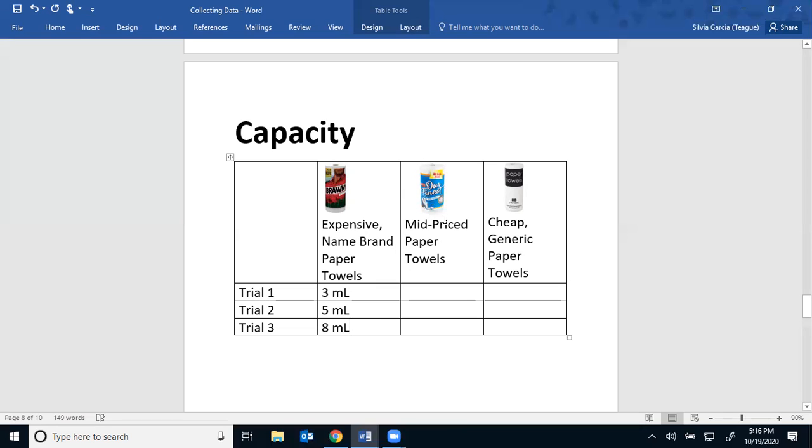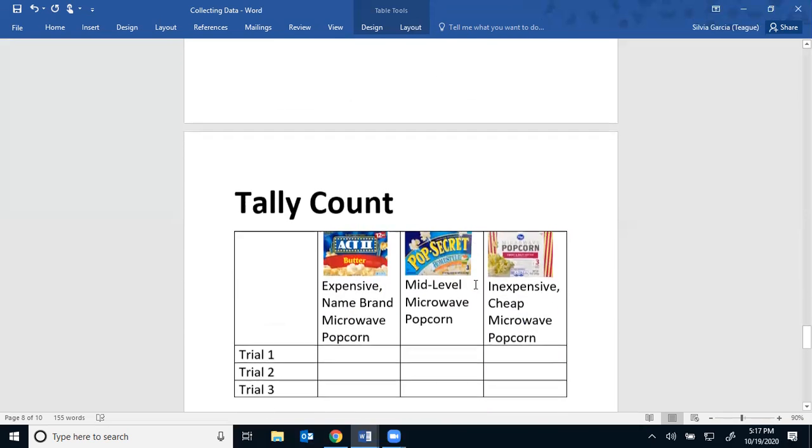And then I would do the same investigation 3 times with the other type of paper towel. I want to keep my units the same. And then I would do it 3 times again with my other paper towel, but with the same units. And that's how I would do it.